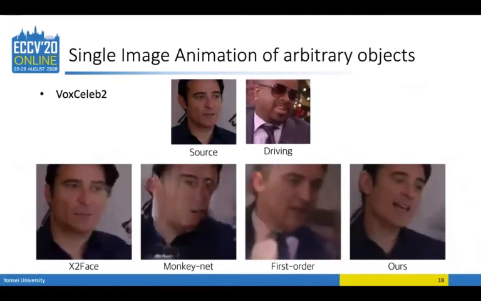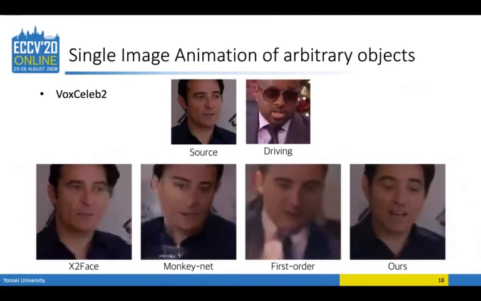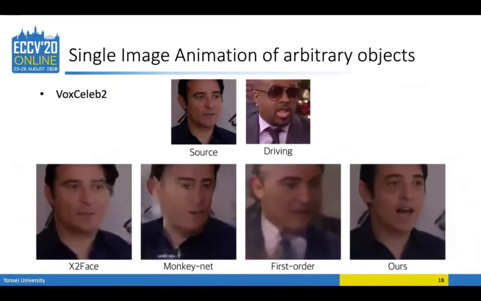This is a qualitative comparison with other motion transfer methods for arbitrary objects.